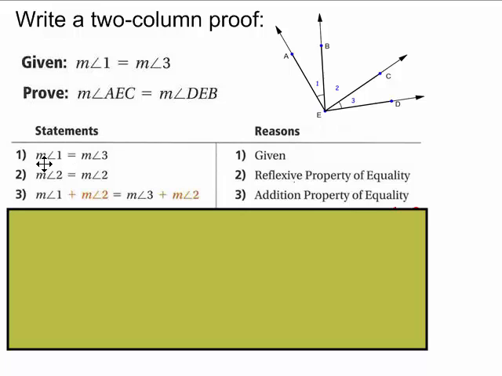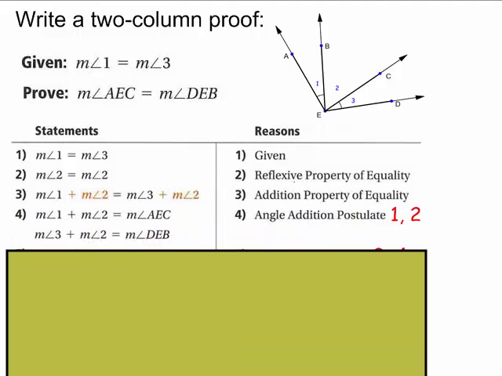Now, we still have this statement number 1, the measure of angle 1 is equal to the measure of angle 3. And now we're adding the same thing to both sides. So this is the addition property of equality. And now we're saying that the measure of angle 1 plus the measure of angle 2 is AEC, that angle measure, and the measure of angle 3 plus the measure of angle 2 is equal to the measure of angle DEB.